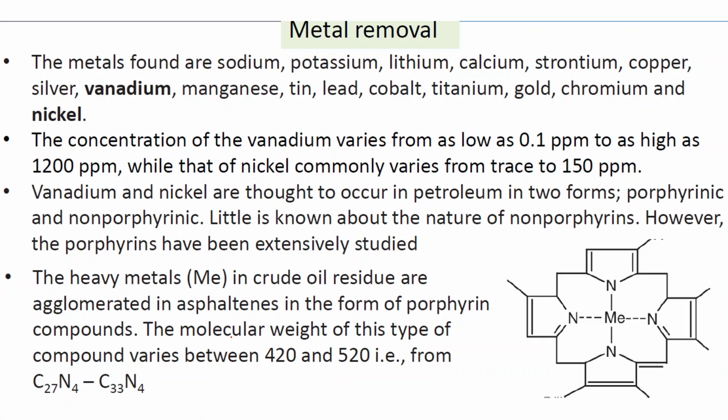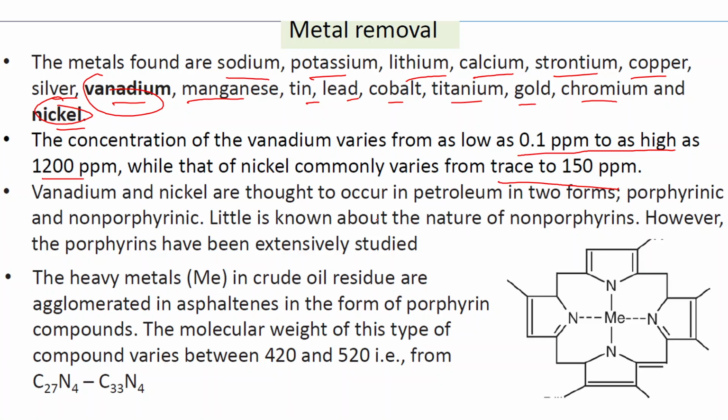The third thing is metal removal. Another impurity found greatly in our crude oil is various metals such as sodium, potassium, lithium, calcium, strontium, copper, silver, vanadium, magnesium, tin, lead, cobalt, titanium, gold, chromium, and nickel. Mainly vanadium and nickel are present in the crude oil, and their concentration varies. Vanadium is found from as low as 0.1 ppm to as high as 1200 ppm, and nickel varies from traces to 150 ppm.